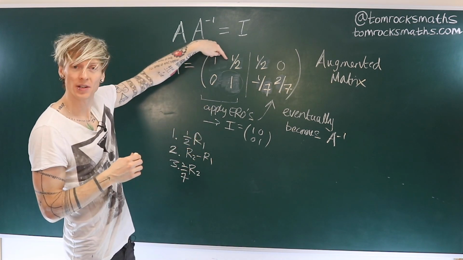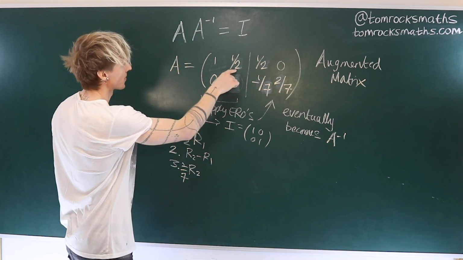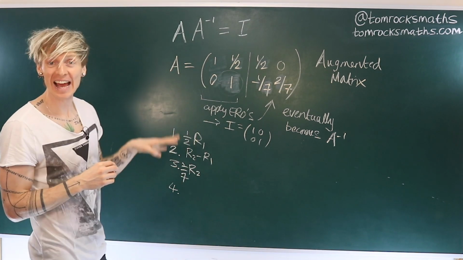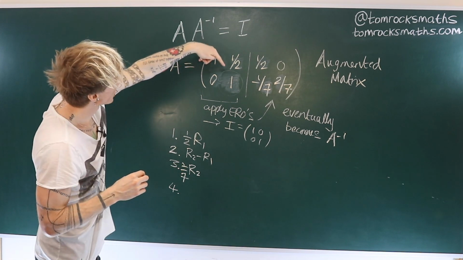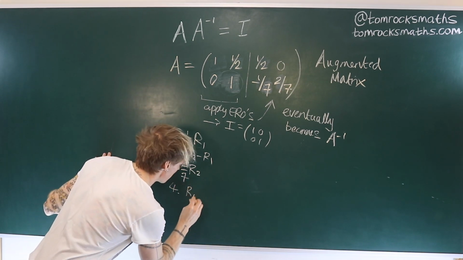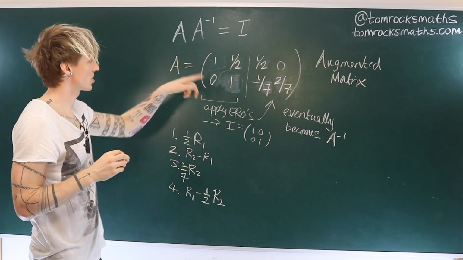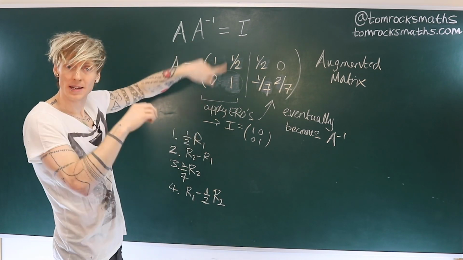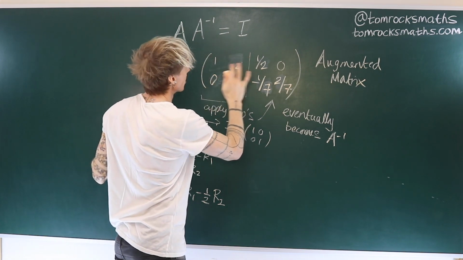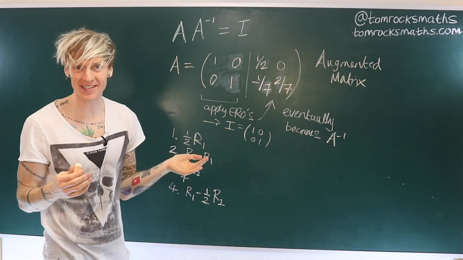Now we just have one entry left, which is the 1, 2 entry, first row, second column. So what we do there for our fourth and hopefully final elementary row operation is subtract off a half of the second row. So row 1 minus a half of row 2. So we have 1 minus a half times 0, that's still 1. A half minus a half, so that becomes 0. And now we have our 2 by 2 identity, which is very promising.